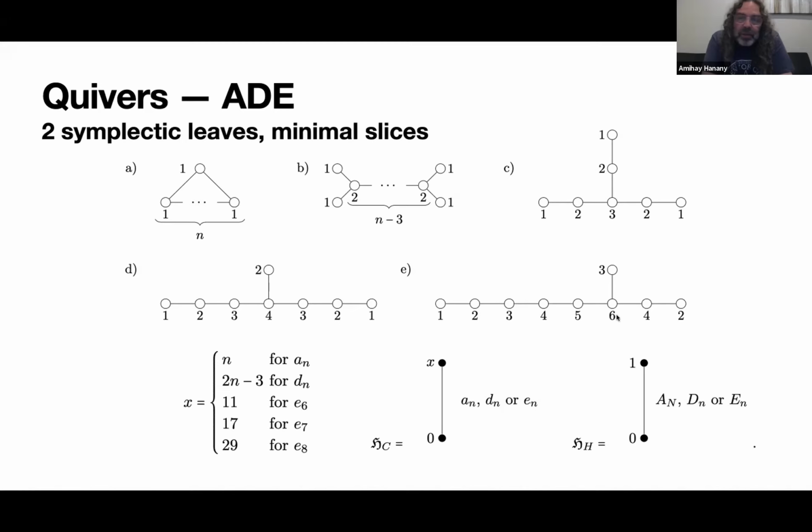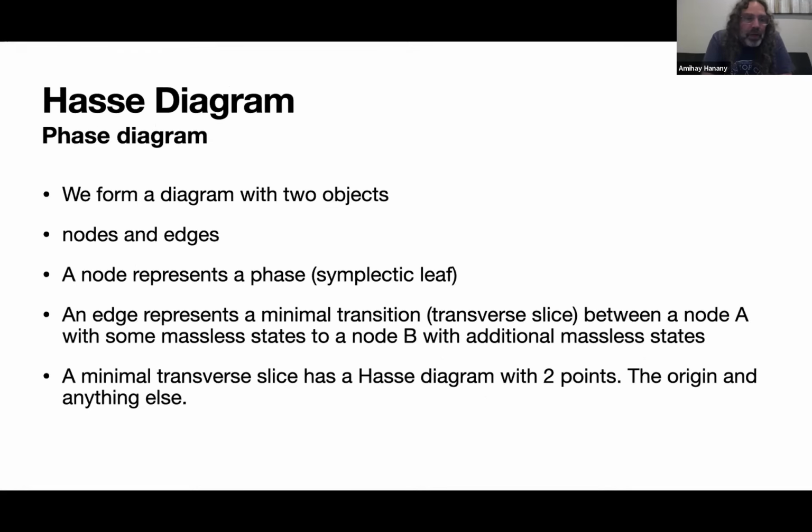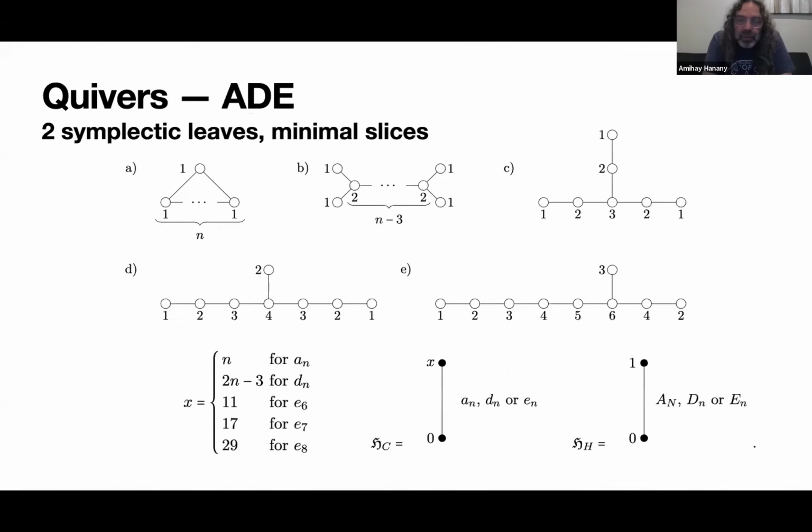They didn't do the exceptional case, but it was generalized. Actually, it took some time to generalize it to exceptional algebras, in the work by Fu et al. And so, again, we get to the point that the minimal slice has a Hasse diagram with two points, as we saw in this example over here.